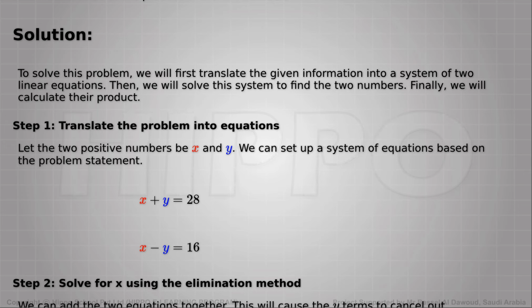The first piece of information is the sum of two positive numbers is 28. The word sum means addition, so this translates directly into our first equation, x plus y equals 28. The second piece of information is the difference of the same two numbers is 16. The word difference means subtraction, which gives us our second equation, x minus y equals 16. Now we have a system of two equations which we can solve to find our numbers.